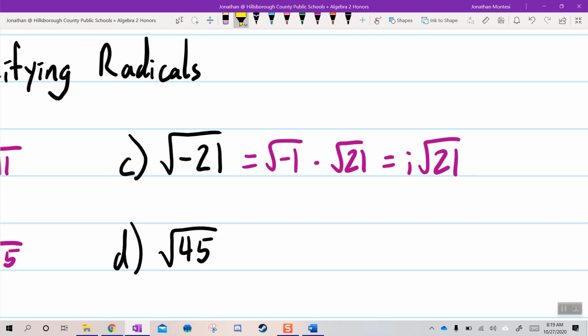I know Edgenuity may have taught you to put the i behind the square root. That is a disgusting notation. Please don't do that, because it looks like the i can be inside the root sometimes.